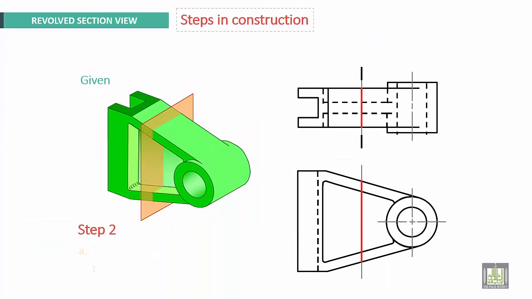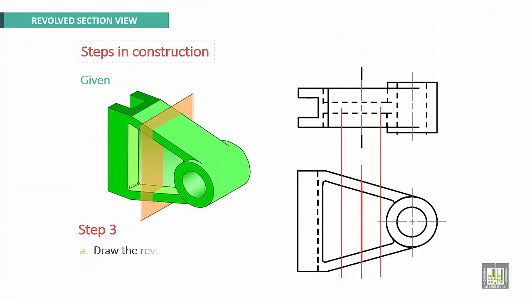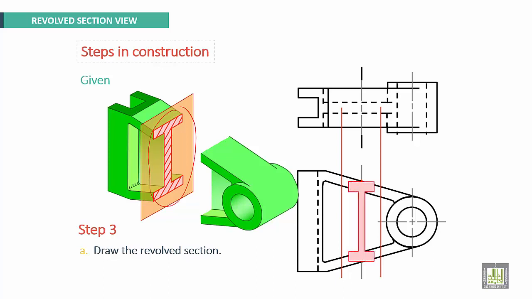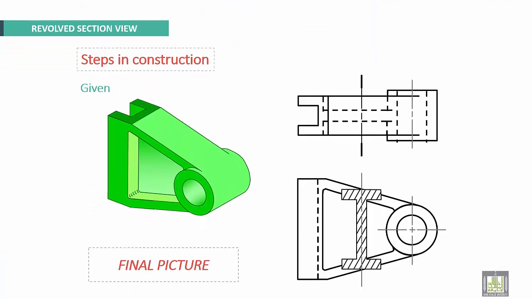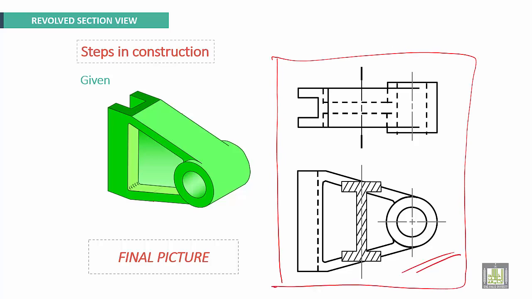After that, step 2, we have to transfer the depth dimension to the front view. Depth dimensions are transferred to the front view here. After that, step 3, we have to draw the revolved section like that. This is the cross section. It will be revolved here. Finally, we have to add section lines. This is the final picture with revolved sectional view.